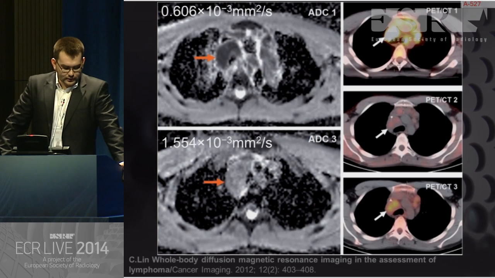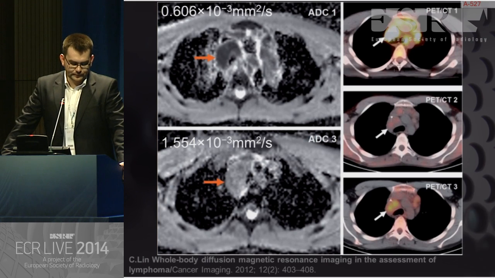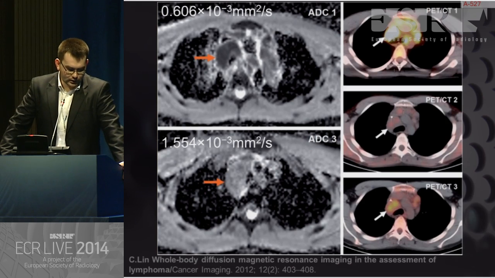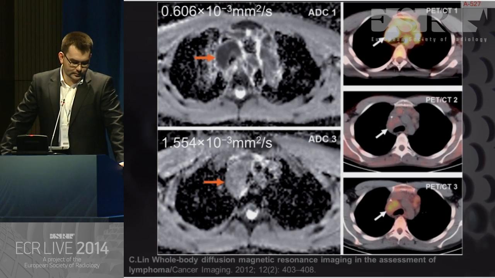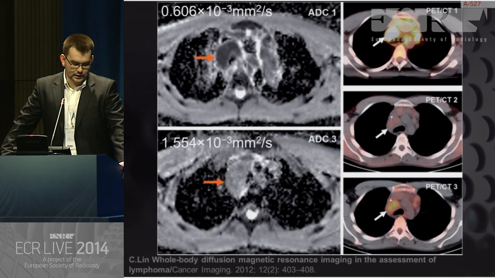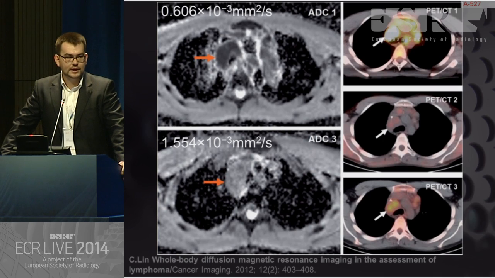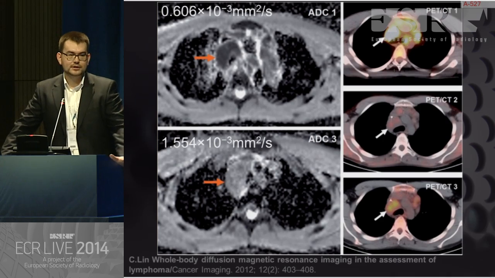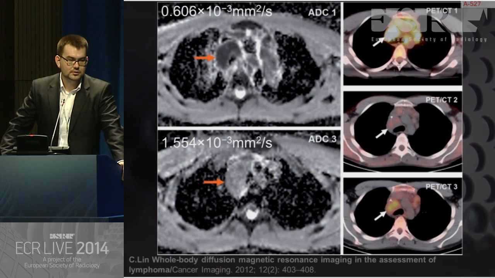Here we can see the serial 3T ADC maps and FDG PET CT images at baseline and during chemotherapy for the same patient with Hodgkin lymphoma. The ADC of the right paratracheal nodal mass doubled from baseline to after 4 cycles of chemotherapy, indicating a good response to treatment, while stable disease was issued based on size criteria.